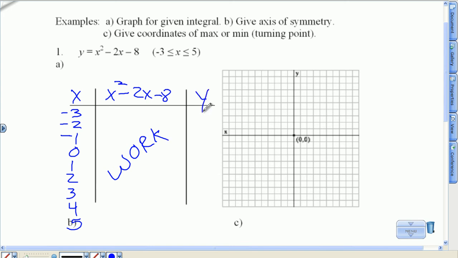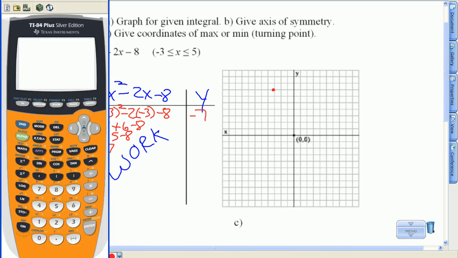Now you can, just to show you what work would look like, do -3 squared minus 2 times -3 minus 8. 9 plus 6 minus 8 is 15 minus 8, which is 7. So -3 would be 7. And we'd plot -3, 7, 1, 2, 3, 4, 5, 6, 7 right there. Okay? But we do have technology for this, and we should be using our technology so that we can have more practice time.